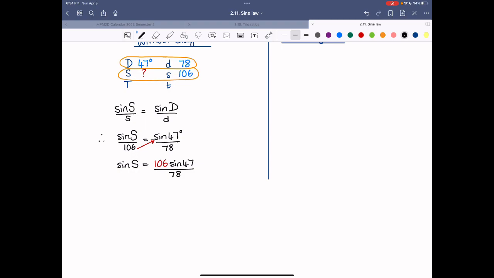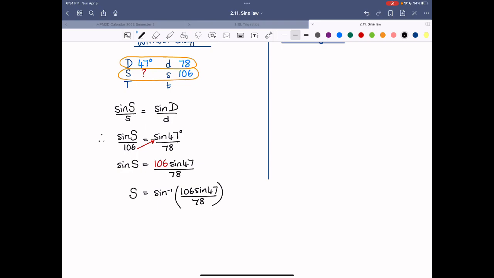And now we need to get S on its own. Do you recall how we extract S from sine? The opposite of sine is inverse sine. So when we do inverse sine of sine, it just gives us the angle. And then we have to do inverse sine of the other side. Now, this is where you definitely need to use your brackets on your calculator, folks. So let's go do that.